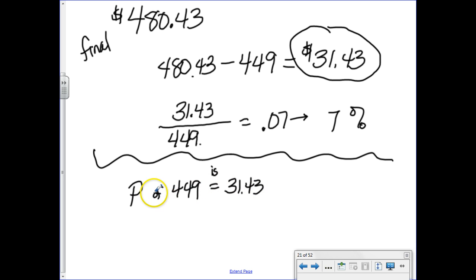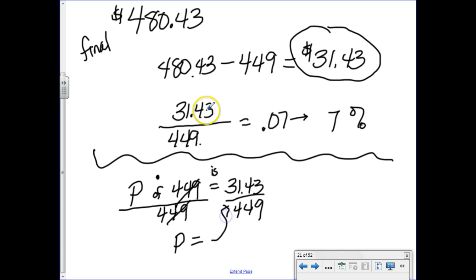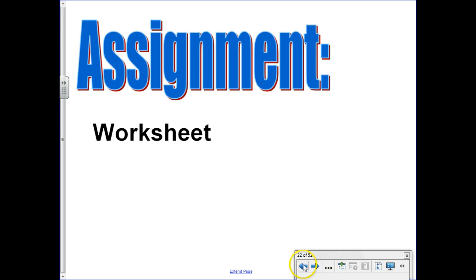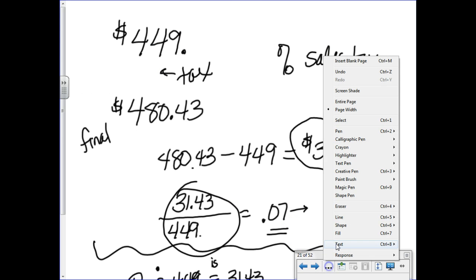When you go to solve this, because remember of means multiply, to figure out what P is, you need to isolate it or get it alone by undoing the multiplying by 449. 449 over 449 is 1, and you get P equals this, which is exactly what I just did here. That gives you the decimal converted into the percent. Let's try one more that kind of goes the other way before I turn you loose on the assignment, okay?